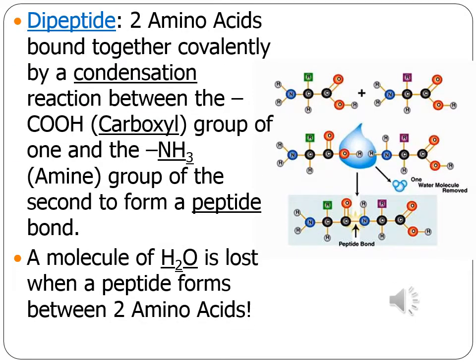Make sure you click dipeptide to watch the video. When 2 amino acids are bound together covalently by a condensation reaction between the carboxyl group of one and the amine group of the other, they form a peptide bond. So an amino acid comes together with another amino acid, and the water is squeezed out, and we get a peptide bond, and peptide bonds make proteins.